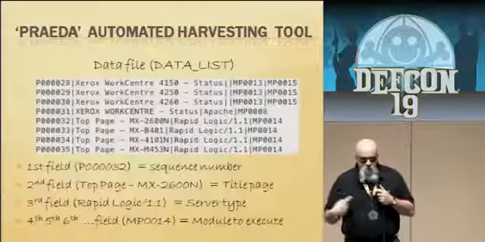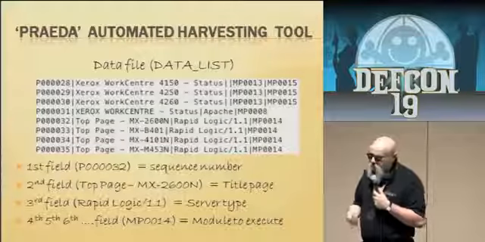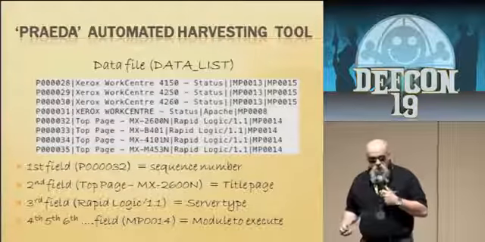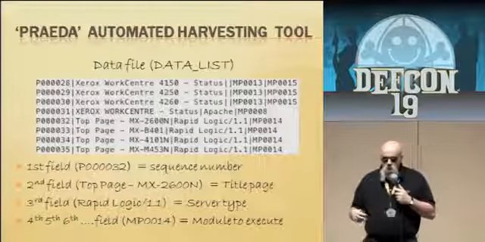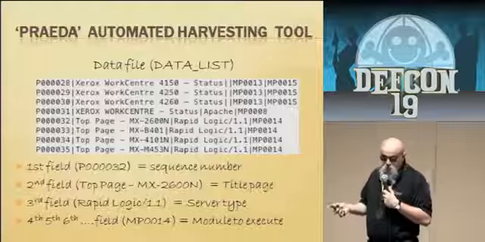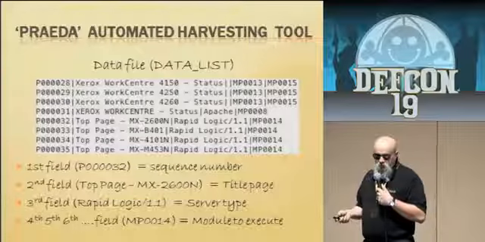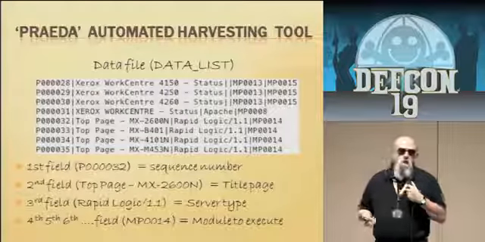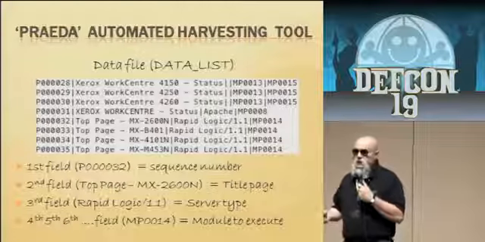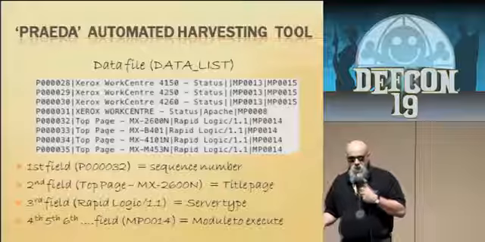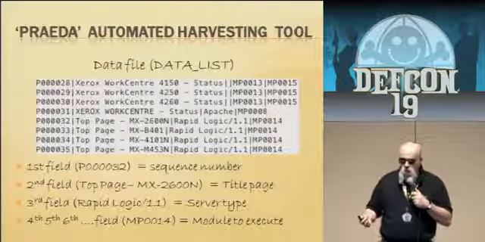This is the structure of the data file. There are 4+ fields in the data file. The first field is nothing more than a sequence number. The second and third fields are the method we use for fingerprinting. The second field looks at the title page of the multifunction printer, and the third field looks at the server type. That works probably about 80 to 85% of the time on fingerprinting specific models or model series. And then fields 4, 5, 6, and continuing out there are the actual modules that are used to launch the attacks.